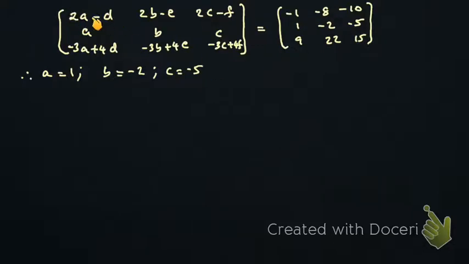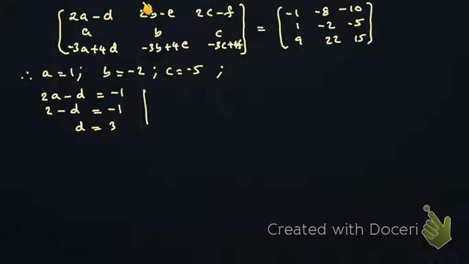I'm going to equate a11 from the left side with a11 from the right side, which means I'll have 2a minus d is equal to minus 1. a11 from the left side is equal to a11 from the right side. But I already know the value of a, so let me plug it in. And once I put the value of a in, it is 2 minus d, 2 into 1. 2 minus d is equal to minus 1. Then I rearrange for d. Therefore, when I rearrange, minus d goes to the right side and minus 1 comes to the left side. So d is equal to 2 plus 1, which is 3.